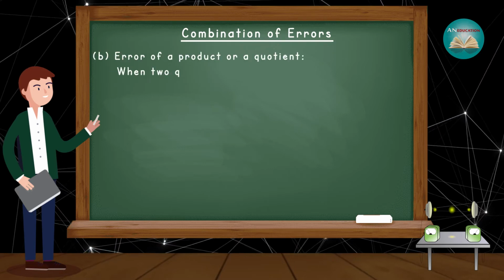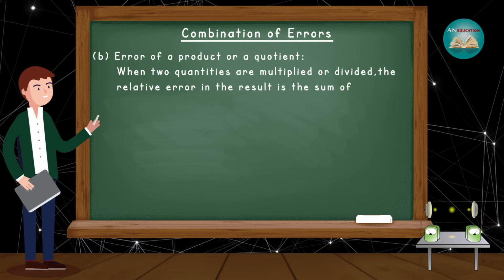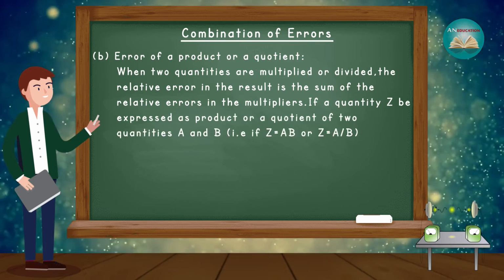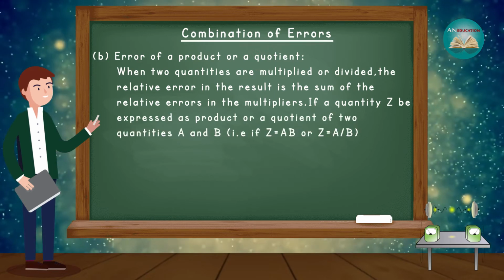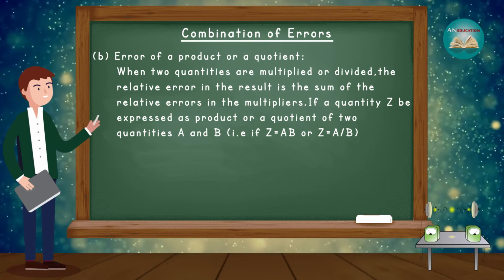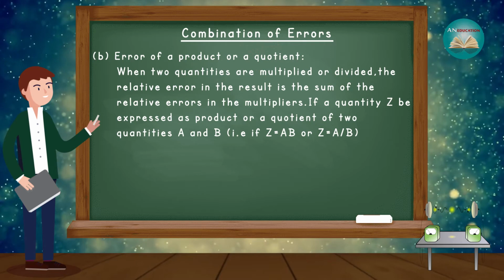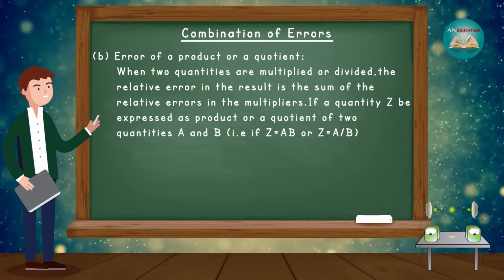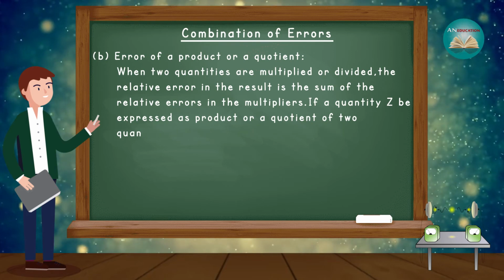Second is the error of a product or a quotient. When two quantities are multiplied or divided, the relative error in the result is the sum of the relative errors in the multiplier. If a quantity capital Z is expressed as a product or a quotient of two quantities A and B, that is, if Z is equal to AB or Z is equal to A by B.